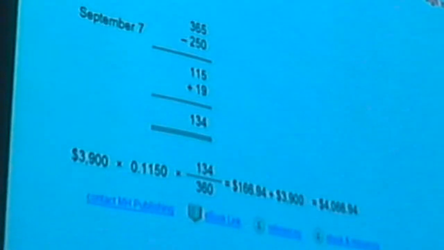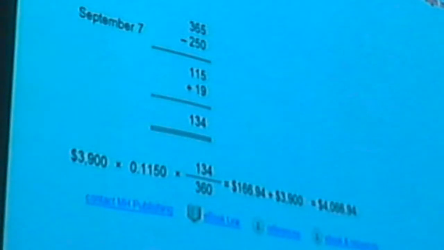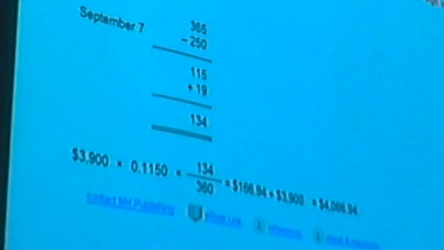So Jennifer plans to repay the loan on January 19th. Now, when did she borrow? September 7th. September 7th to January 19th. Now, do you notice the link here for your table? Remember how to use the table. We take 365 days in the year. Where do we get the 250 from? The first thing we looked up on the table was what? September 7th on the table. Remember?